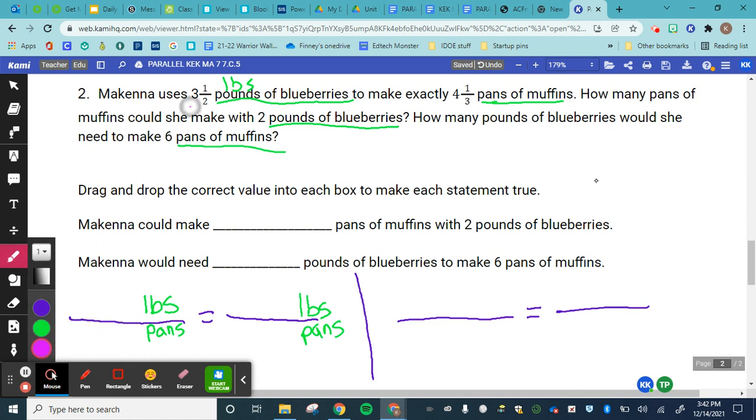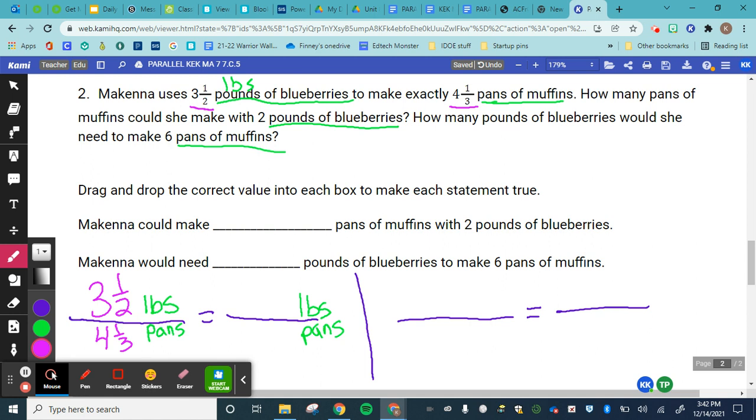Next, I look back at the question and I see that I have 3½ pounds. So 3½ is pounds, so I match up my labels. And they make 4 1/3 pans. And those 2 ratios go together because they told me that it's this much, 3½ pounds of blueberries, to make this much, 4 1/3 pans of muffins.